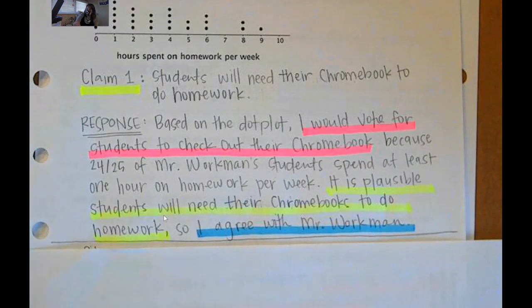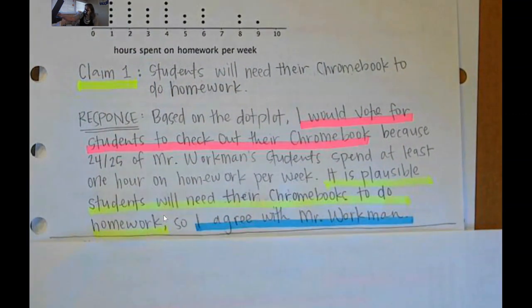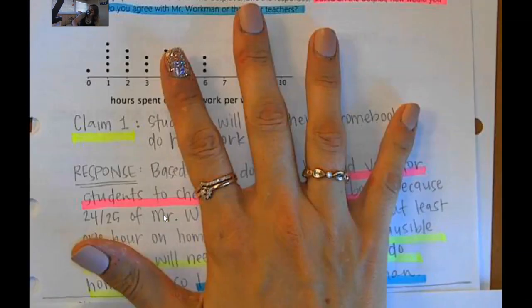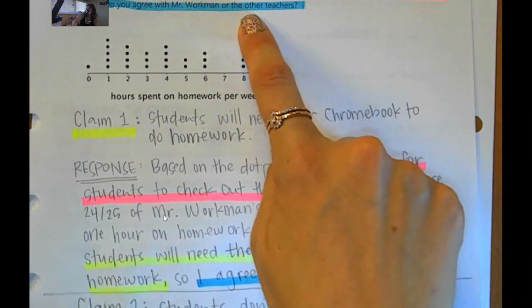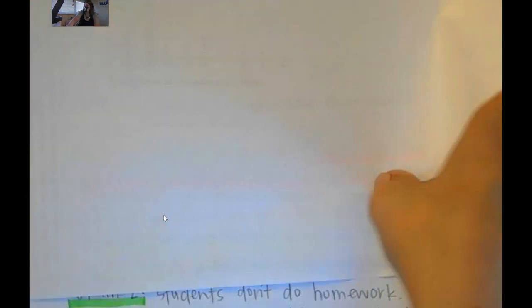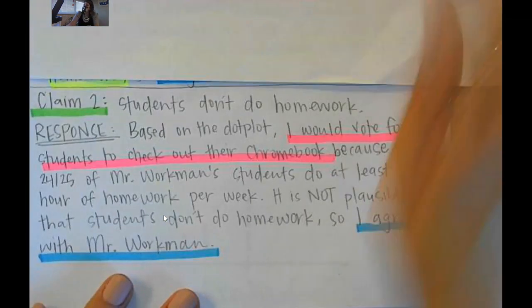And then I end with, so I agree with Mr. Workman. And notice that is highlighted in blue, just like I highlighted it in blue up here on the prompt. The highlighting is not necessary. It is just there for me to help you make the connections between the prompt and what you're expected to write. Okay, I'm going to move on to the next one, knowing that that's probably not enough time for you to write that all down.